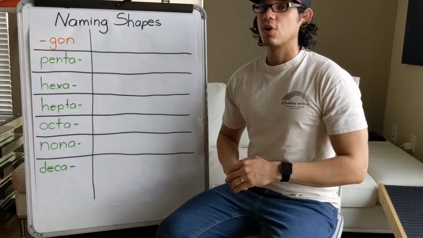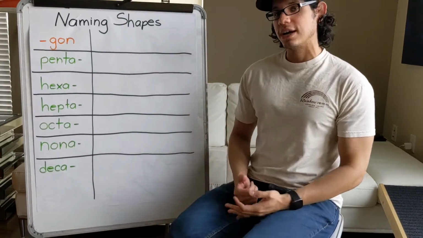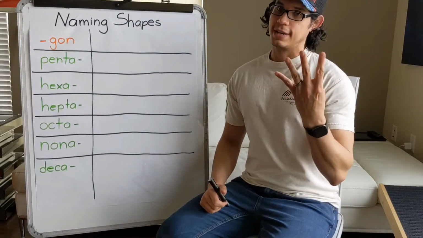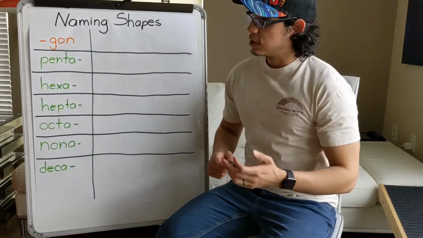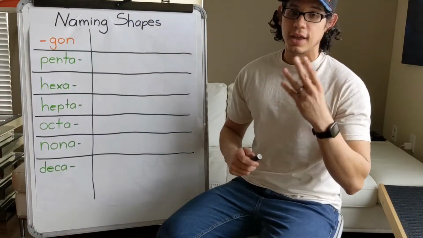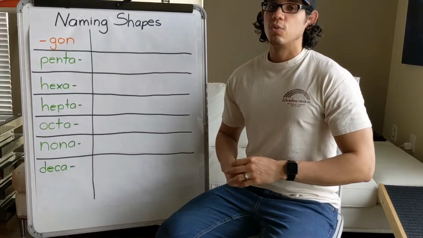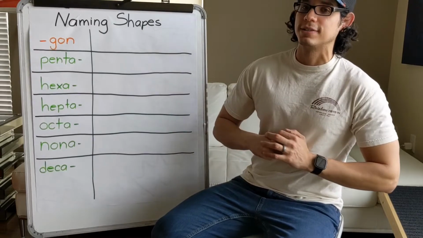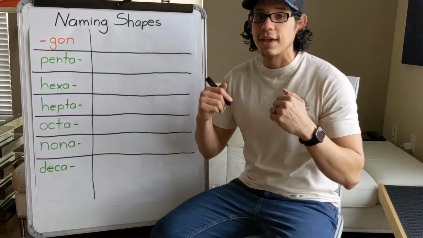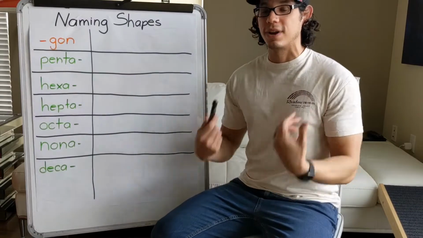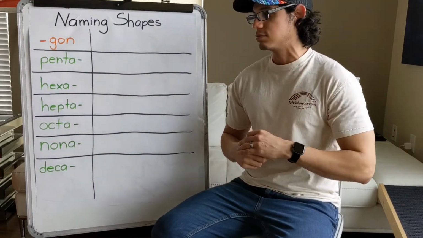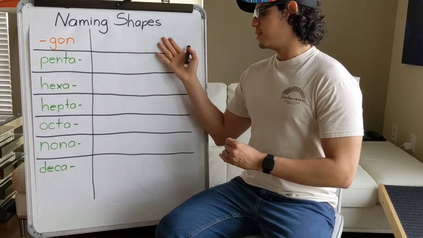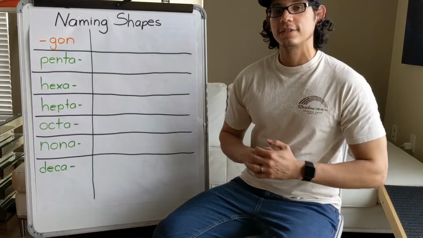So today we're going to be looking at some special kinds of polygons, specifically polygons that have more than 4 sides. Last week we looked at triangles, which have 3 sides. We looked at squares and rectangles, which both have 4 sides each. And we also looked at pentagons, which have 5 sides. So today we're going to be learning how to name and recognize those shapes that have more than 4 sides, like a pentagon.